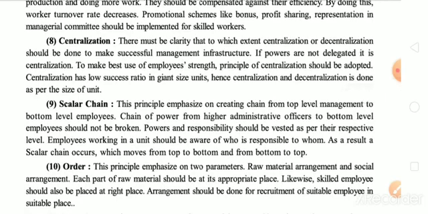And lastly, in scalar chain we discussed that it is the principle which creates a chain from top level management to bottom level employees. It moves from the top level to middle level to bottom level, and the responsibility moves from the bottom level to middle level to top level, and by this the powers and responsibility should be vested as per their respective level, and the employees in a working unit are aware of who is responsible to whom.